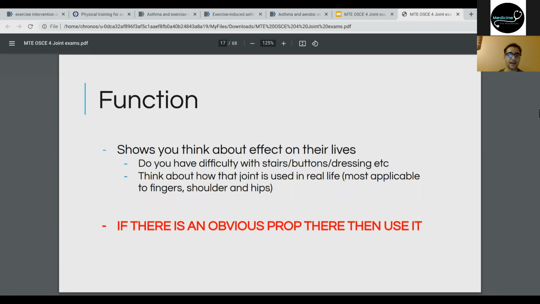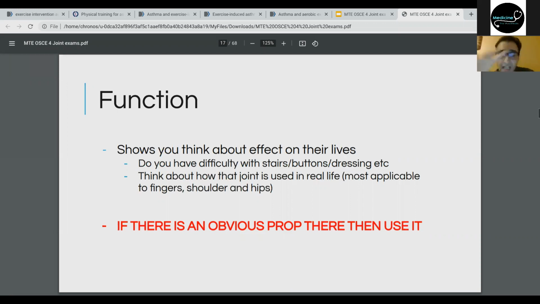And then functional tests. So when you're assessing for function, you want to think, how is this person using this joint in space? So if it's lower limb, you're thinking about weight bearing, you're thinking about walking. Are they having difficulty with stairs, whether up or down? What movements are they going to use in their daily lives? If it's hands, you're thinking about, are they having difficulty with fine movements? So things like using a pen, doing up buttons, dressing themselves. With the shoulder, you're thinking about, how are they getting their arm into a sleeve? That kind of thing.